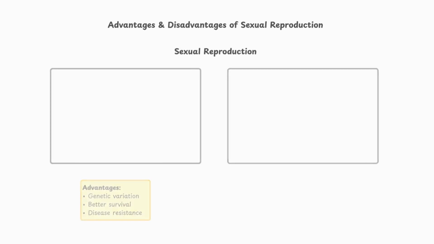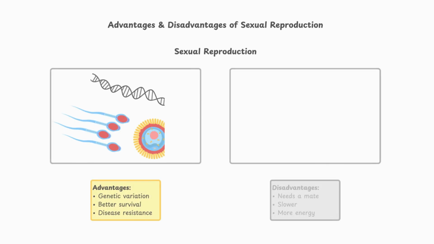Let's take a closer look at sexual reproduction. First, the advantages. Sexual reproduction creates genetic variation. This means offspring are different from each other, like a deck of shuffled cards. Because of this variation, some individuals may be better adapted to survive changes in the environment. For example, if a disease spreads, some organisms might be resistant and survive.